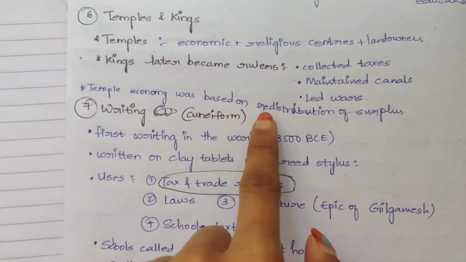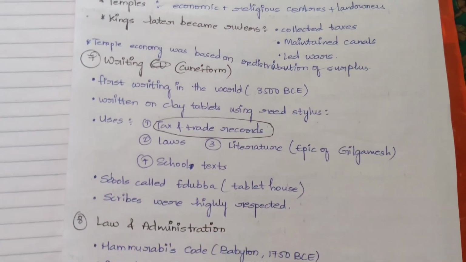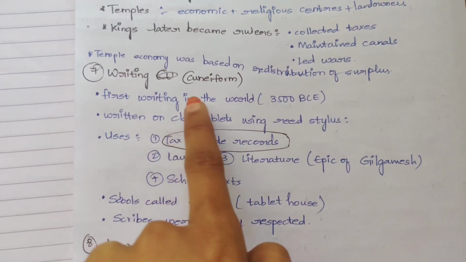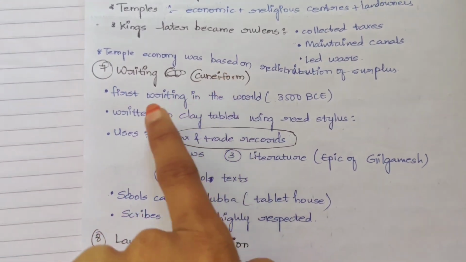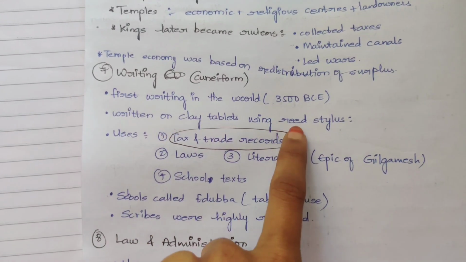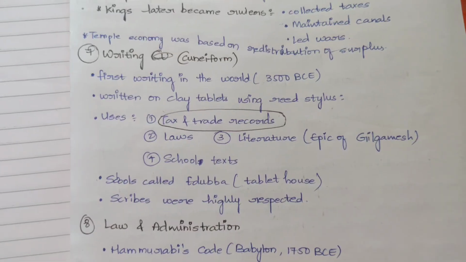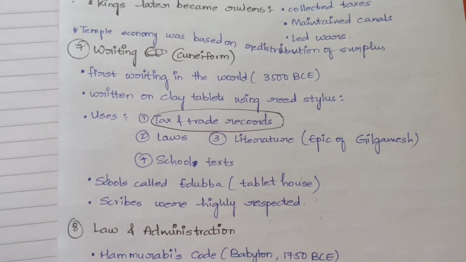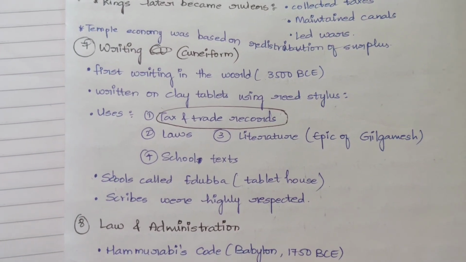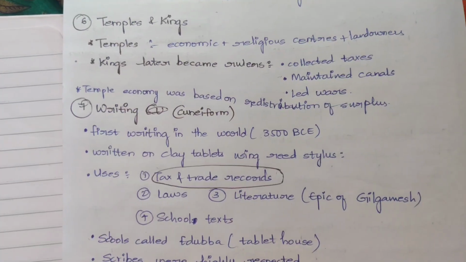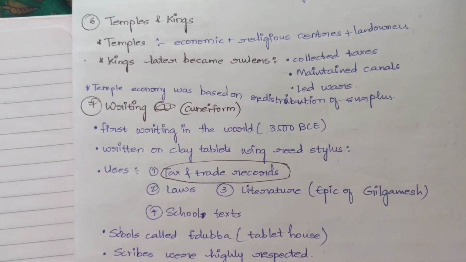Temple economy was based on redistribution of surplus. Next, writing. So there was cuneiform writing. The first writing in the world is cuneiform, written on clay tablets using a reed stylus, and it was mainly used for tax and trade, and the temple economy was based on redistribution of surplus.